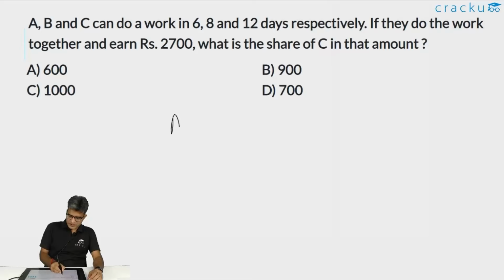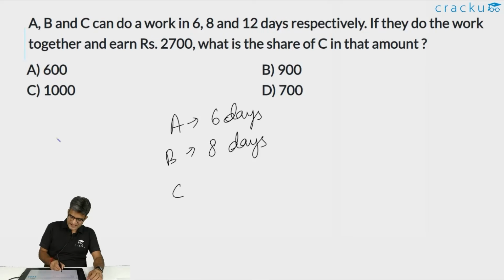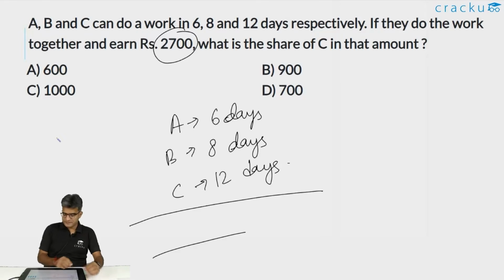In this question, we are told that A does a work in 6 days. B does it in 8 days. C does it in 12 days. Now all of them work together and they earn rupees 2,700. What is the share of C in that amount?